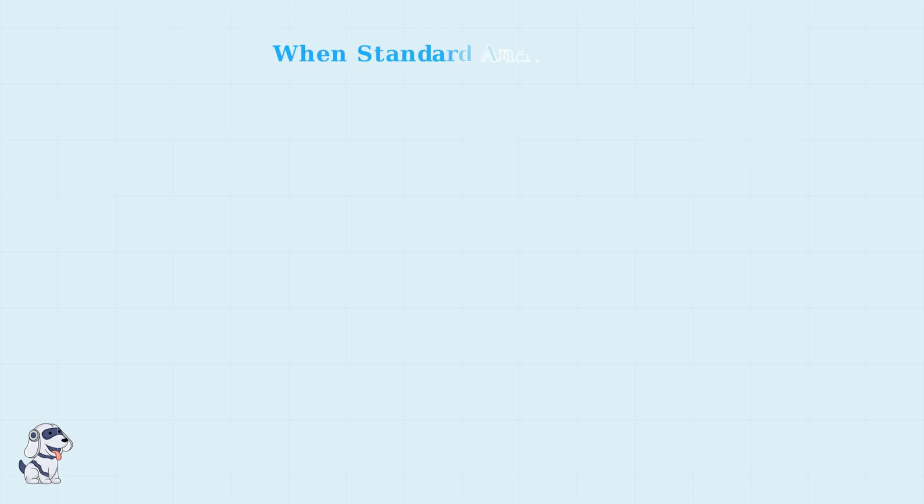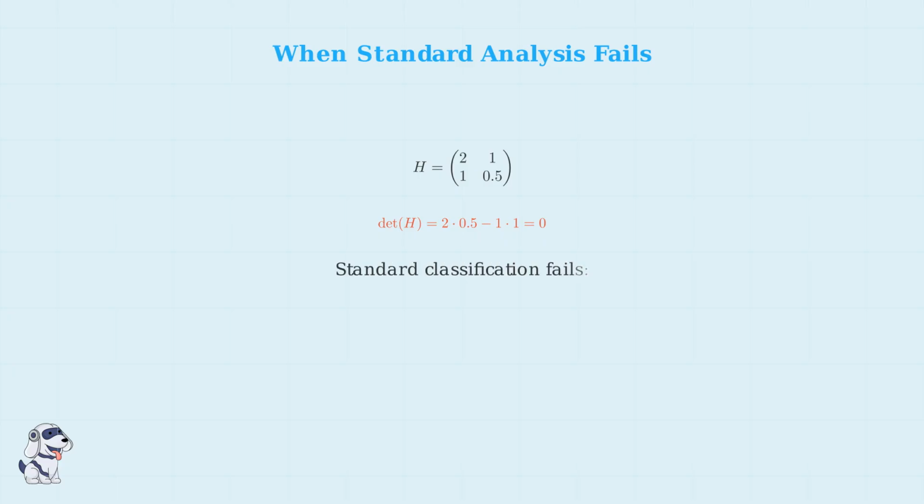Now let's see what happens when we have a truly degenerate case. When the determinant is 0, our standard classification method breaks down completely. We cannot use our standard classification rules. The second derivative test becomes inconclusive, and we need additional methods to understand the behavior at the critical point.